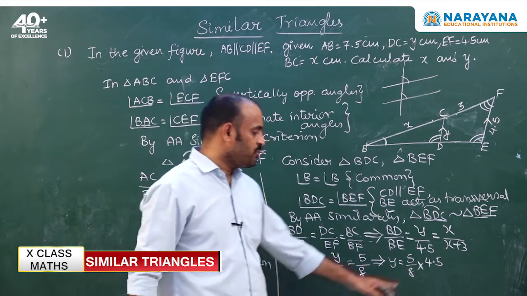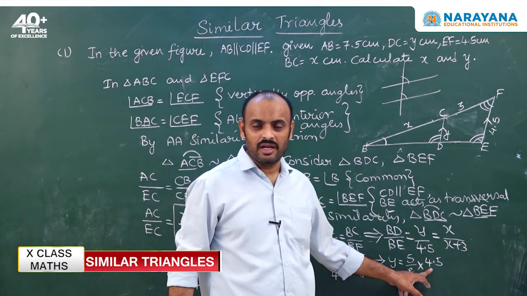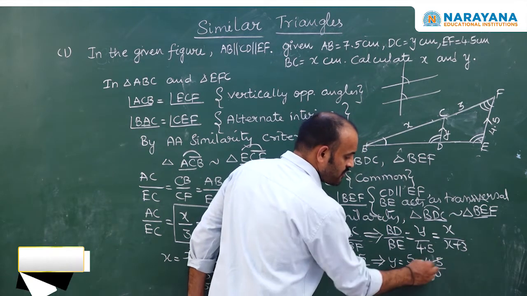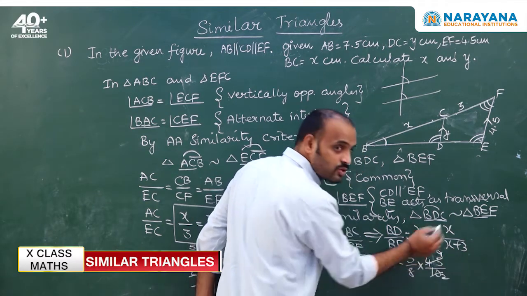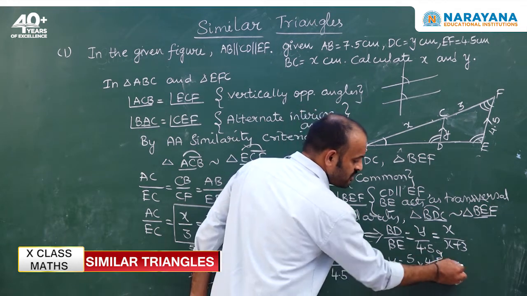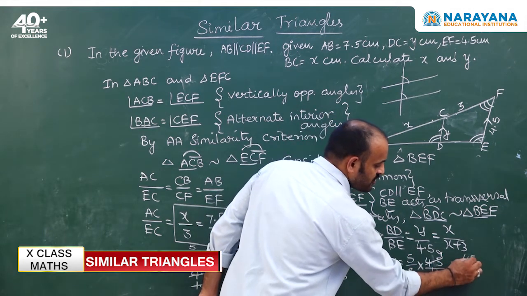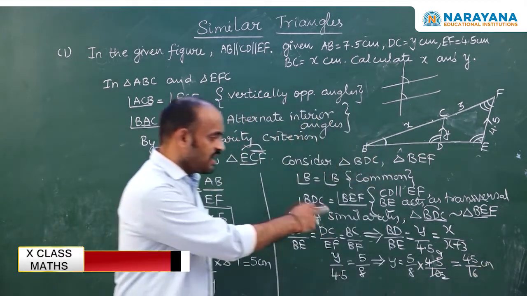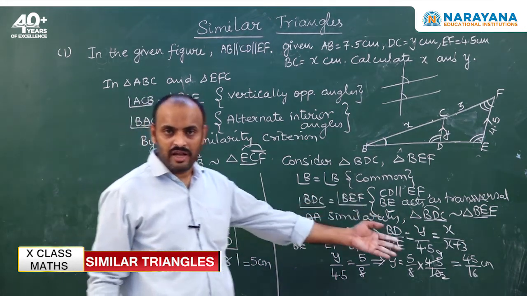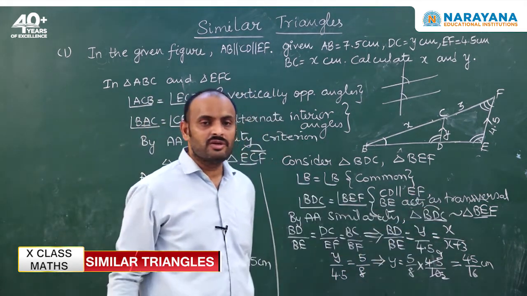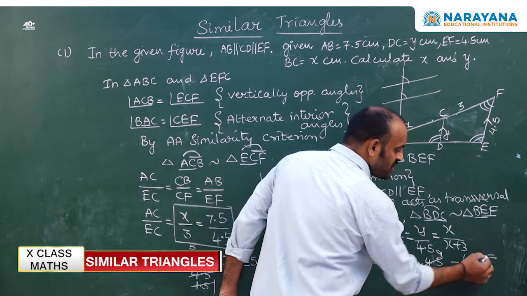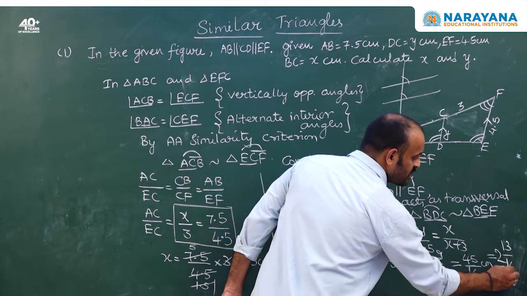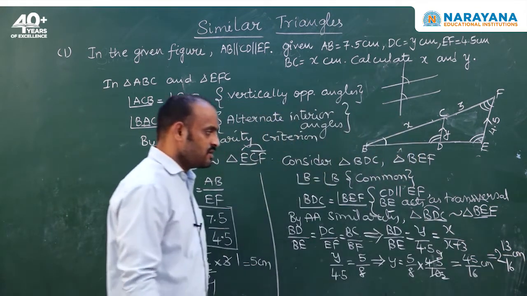Shall we write this 4.5 as 45 by 10? I will write this as 45 by 10. 5 nines, 5 twos. 5 into 9, 45. 8 into 2, 16 centimeters. We can leave it like this, or we can convert into a mixed fraction, or we can convert into decimals. If you want to convert into a mixed fraction, 16 twos are 32, remaining is 13. 2 13 by 16 centimeters.